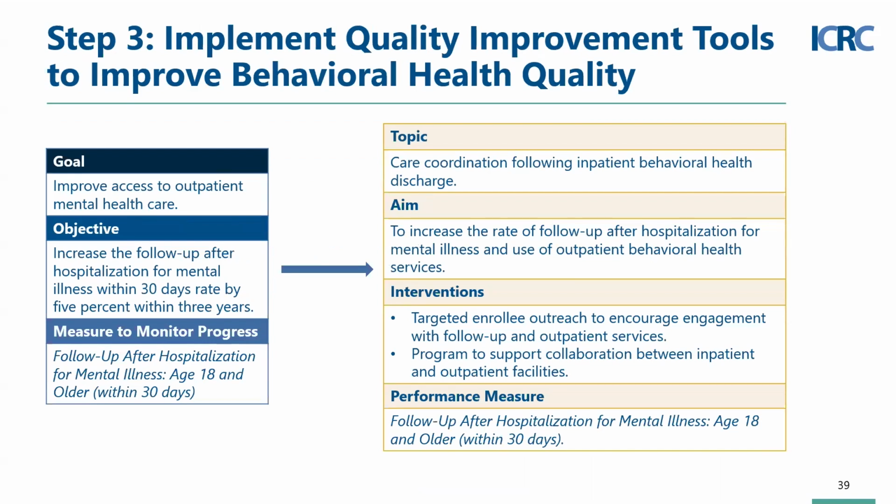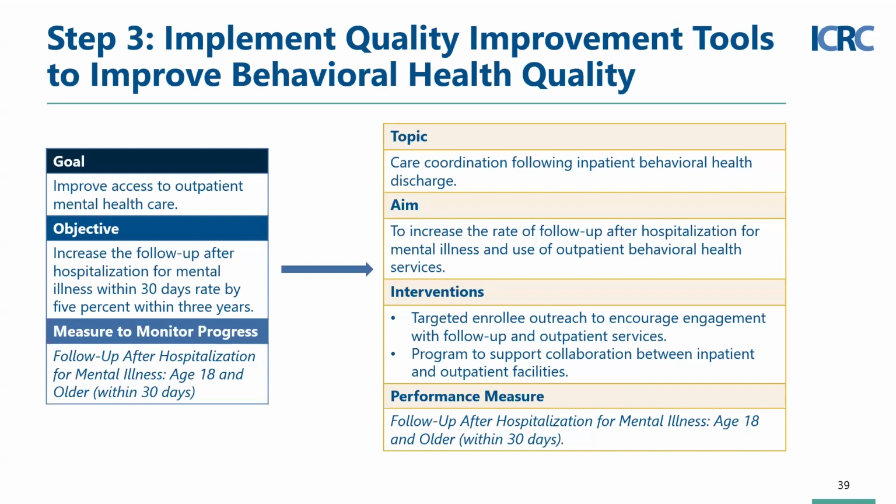After the state develops behavioral health goals and objectives, step 3 involves implementing quality improvement tools such as PIPs or requirements for D-SNP chronic care improvement programs or models of care. As both Maddie and Malia mentioned earlier, there are multiple Medicaid and Medicare quality improvement tools that states can use to pursue their behavioral health quality improvement goals.